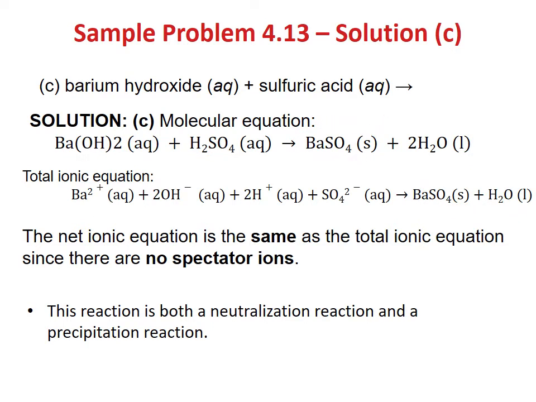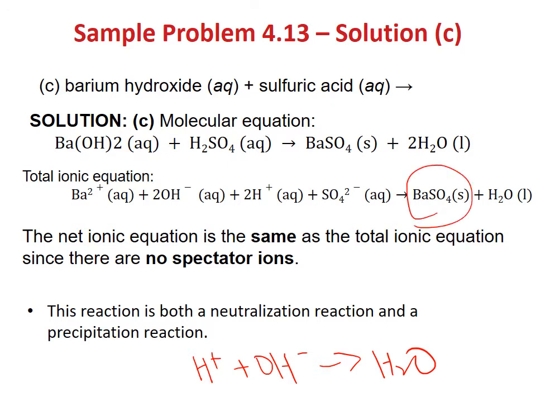In summary, for a strong acid, strong base neutralization reaction, the net ionic equation is always hydrogen ion plus hydroxide ion forms water. Unless the product salt is an insoluble salt, such as this one, barium sulfate. Then, in the net ionic equation, you need to keep this salt, and the total ionic equation is the same as the net ionic equation.